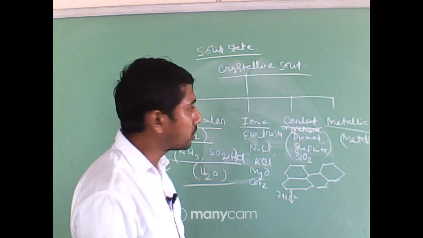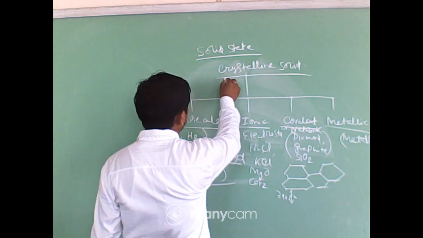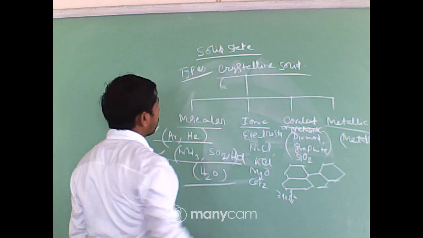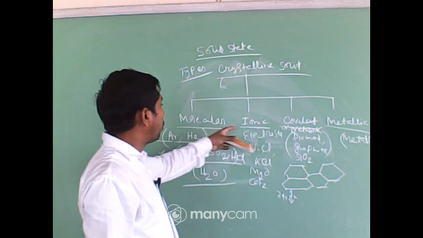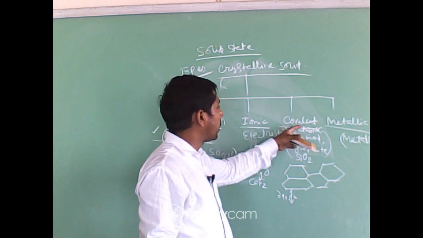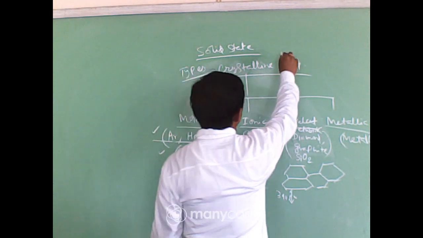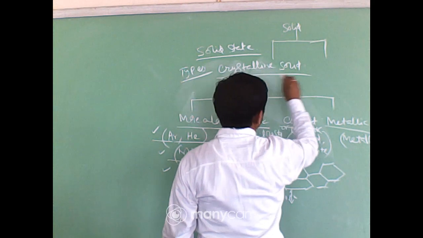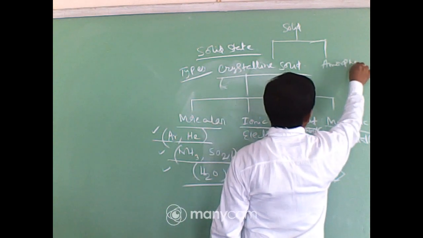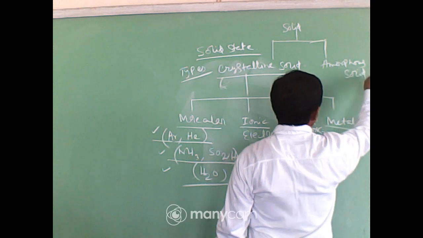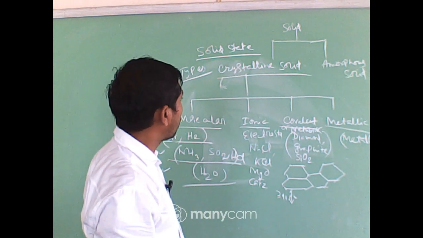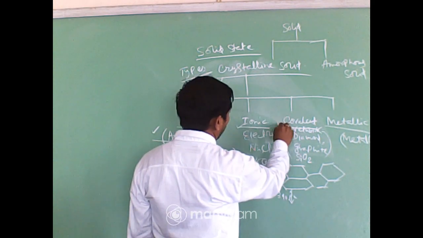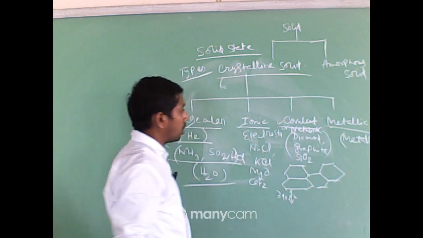Okay, I am giving a quick revision of that. So here we have differentiated the types of crystalline solid. Crystalline solids are divided into 4 classes: molecular solid, ionic solid, covalent solid, and metallic solid. Before that we classified solids into 2 types: crystalline solid and amorphous solid. Now this is the classification of crystalline solid.